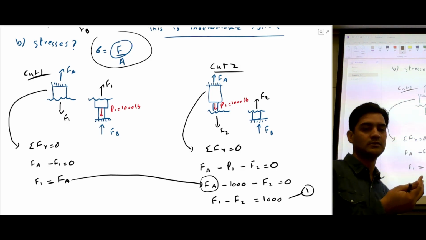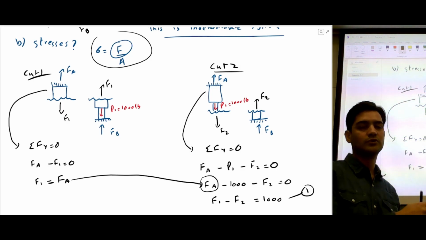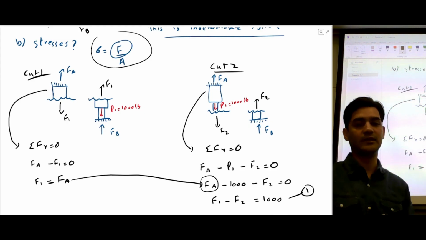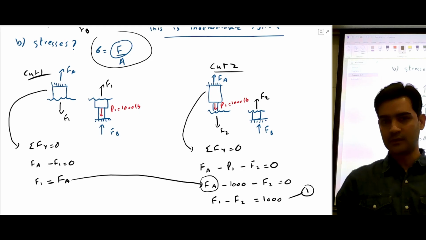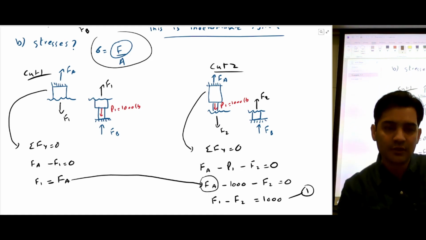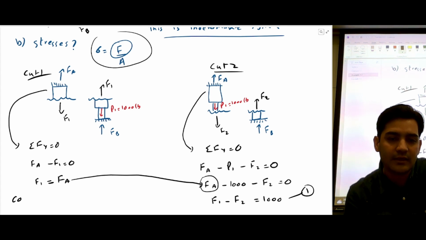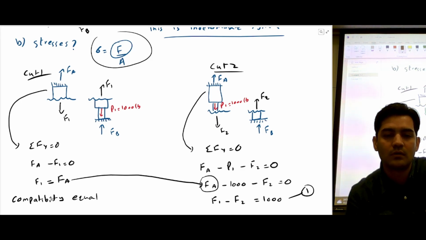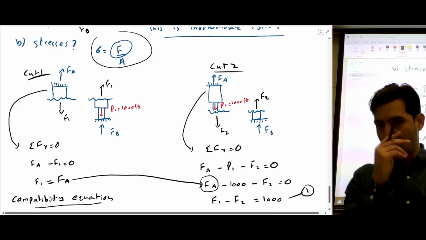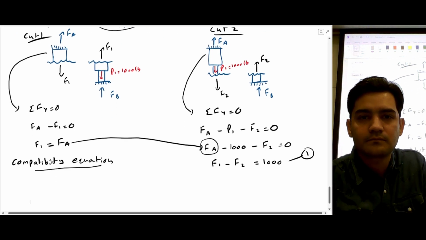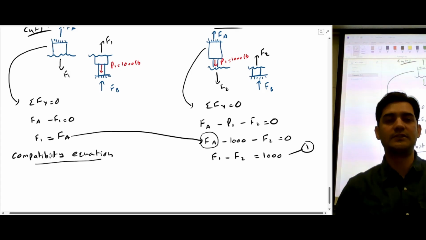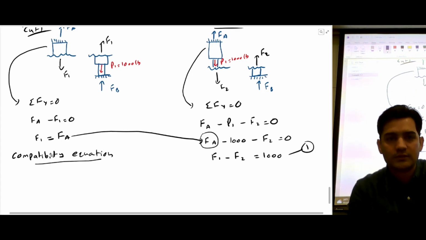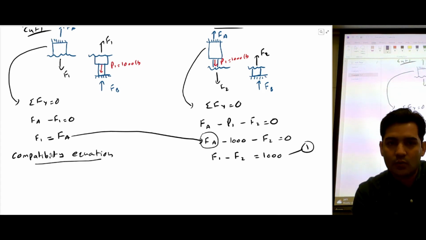But we need another equation where you have F1 and F2, so that you can equate in here and then calculate the internal loads. So let's try to use the knowledge we have from mechanics of material. We're going to generate a new equation. We're going to call this equation the compatibility equation, because we need one more equation to solve the system. So let's see how we can generate one more equation.